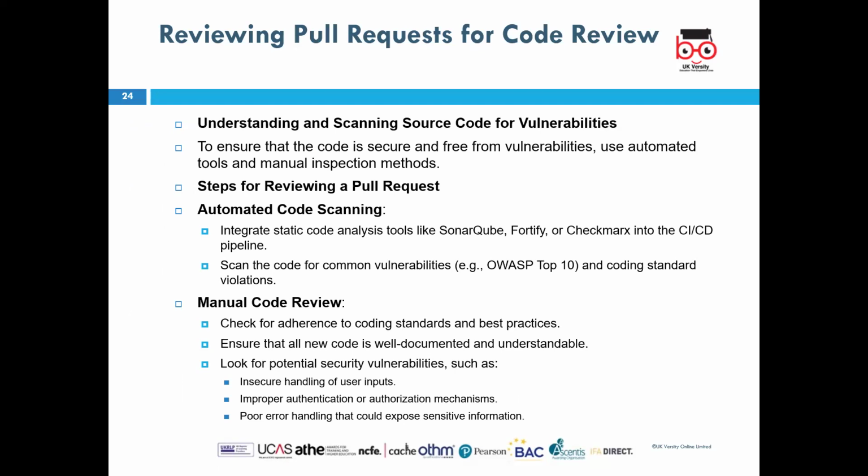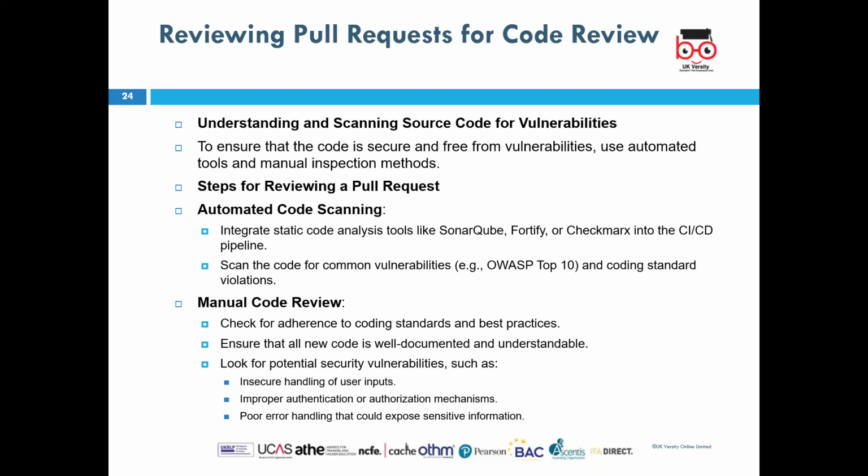Okay, so now we're going to review pull requests for code reviews. So we're going to be understanding and scanning source code for vulnerabilities. So what does this mean? We're going to ensure that the code is secure and free from vulnerabilities, using automated tools and manual inspection methods. So what steps do we have for reviewing a pull request?